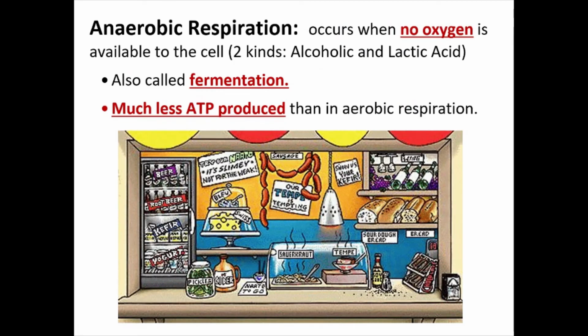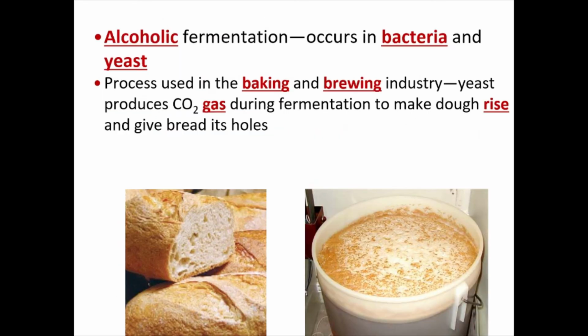Let's take a look at the other type of cellular respiration, anaerobic respiration. This type of cellular respiration occurs when no oxygen is available to your cell. There are 2 kinds, alcoholic fermentation and lactic acid fermentation. These types of cellular respiration processes produce very little ATP and are usually not used as a primary source of energy when your cell is trying to make ATP.